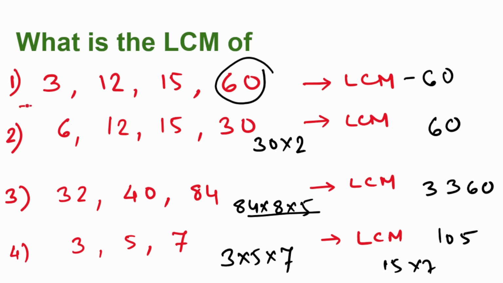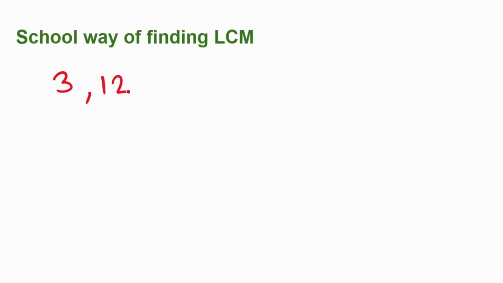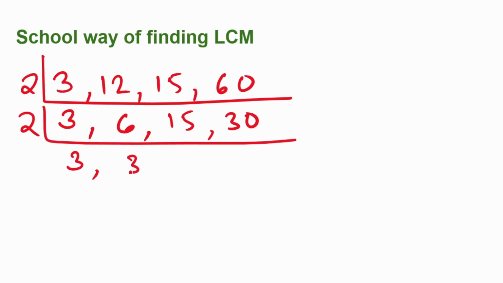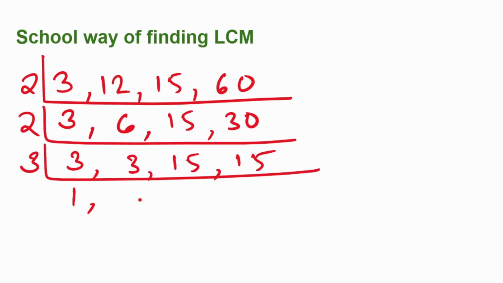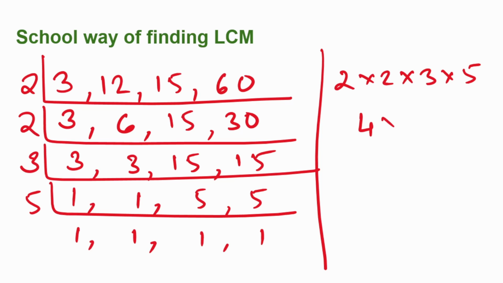So let's go back to our first example. 3, 12, 15 and 60. The school way of finding the LCM of 3, 12, 15 and 60 would be the prime factorization method. You start with 2, you divide it: 3 does not go, 6, 15, 30, again by 2, 3, 3, 15 and 15. With 3, you get 1, 1, 5, 5 and then with 5, 1, 1, 1, 1. And then you will multiply 2 into 2 into 3 into 5, which will give you 4 into 15 or 60. So you should not be using this method in the CTET. Let me show you a better method.